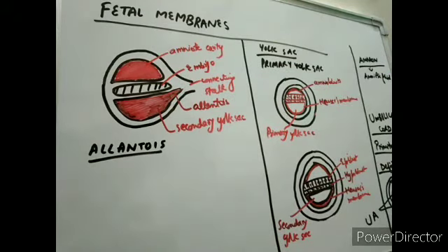Then during the cephalocaudal and lateral foldings, this allantois gets incorporated in the wall of the hindgut, and during the second month this allantois forms the medial umbilical ligament which connects the apex of the urinary bladder to the umbilicus.